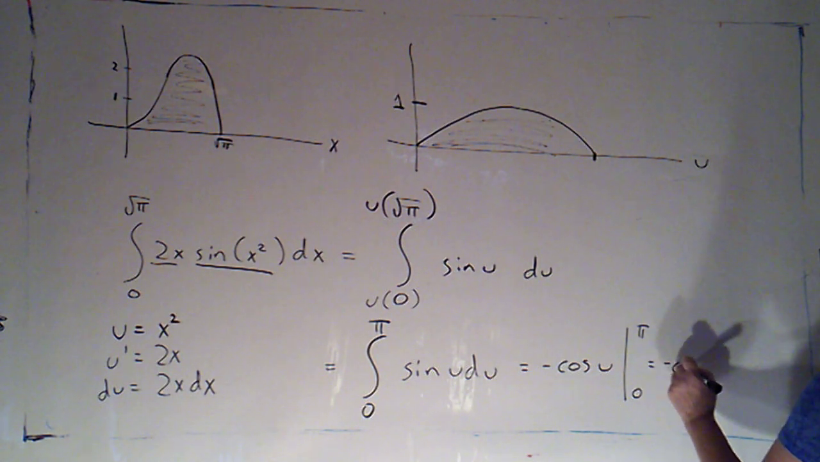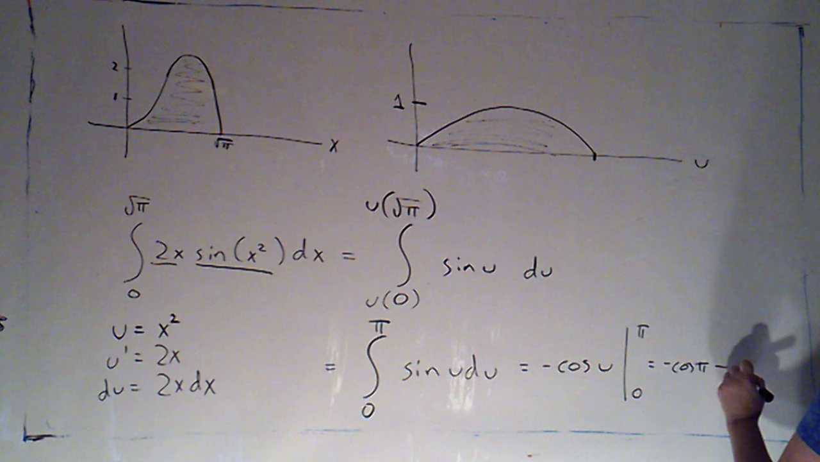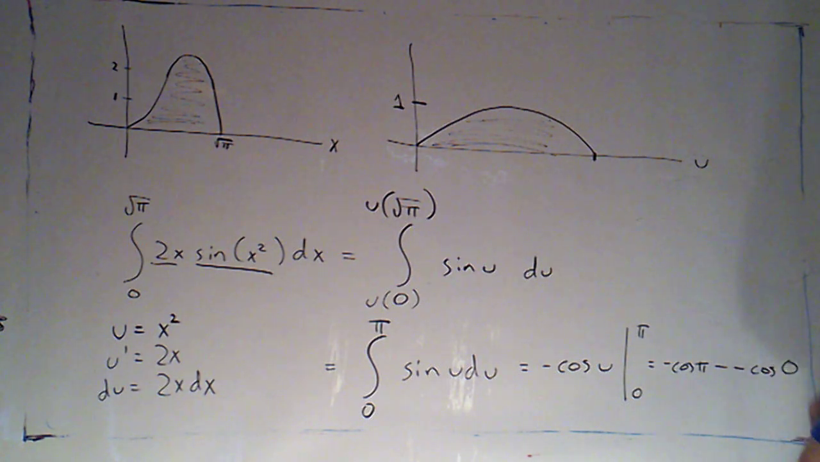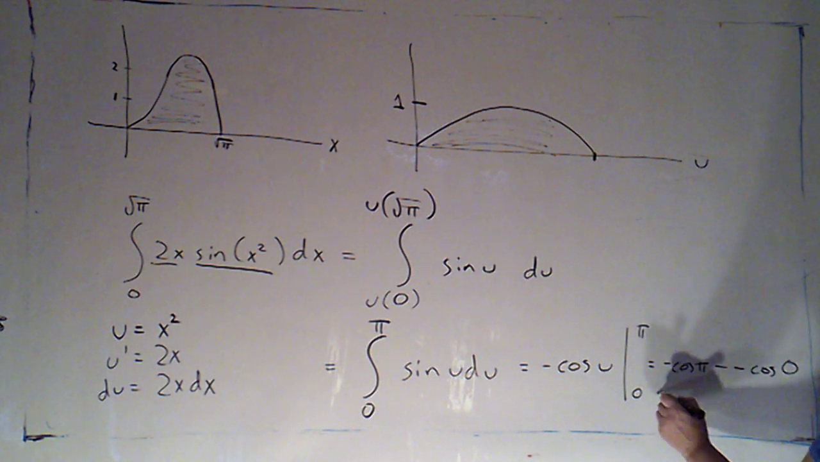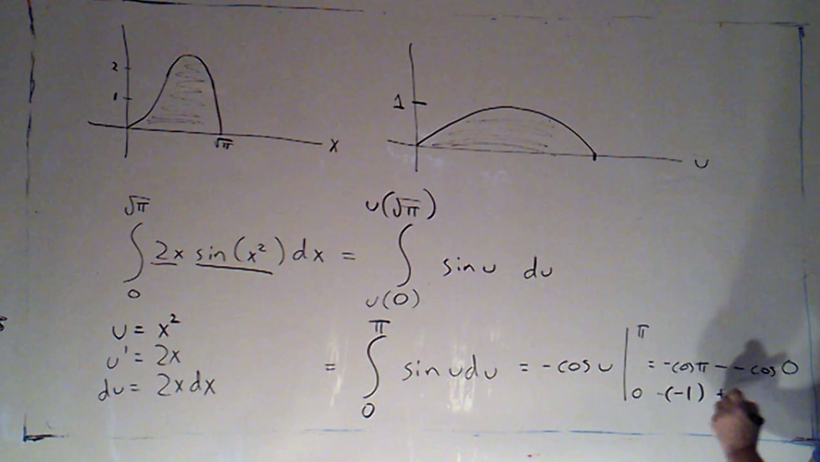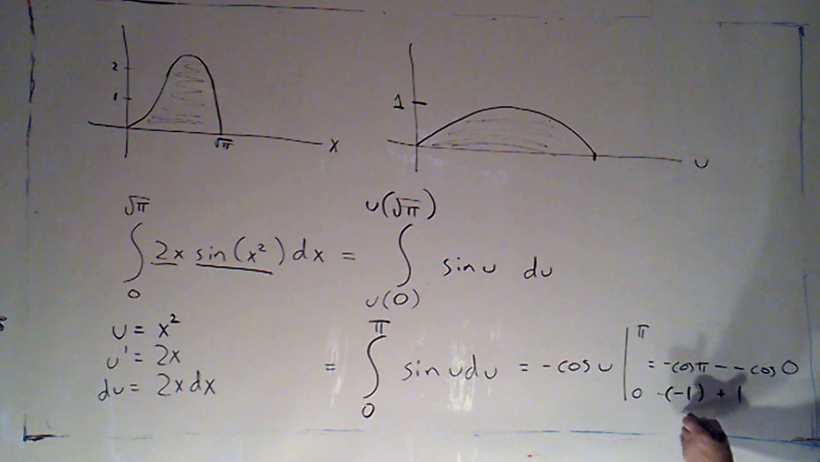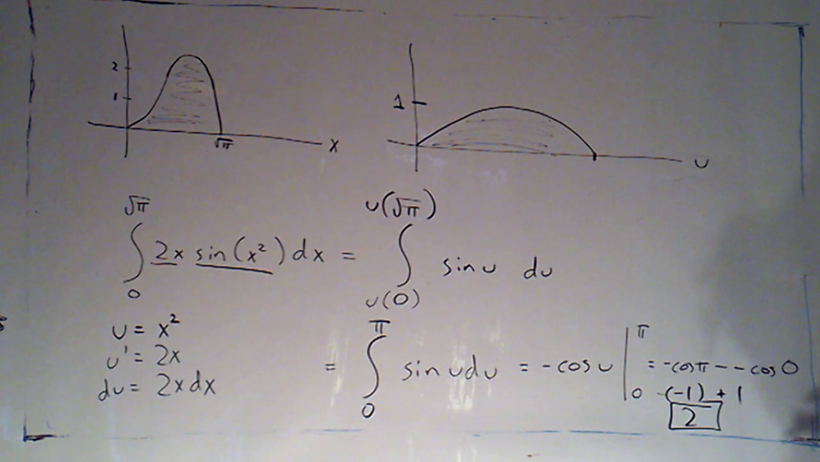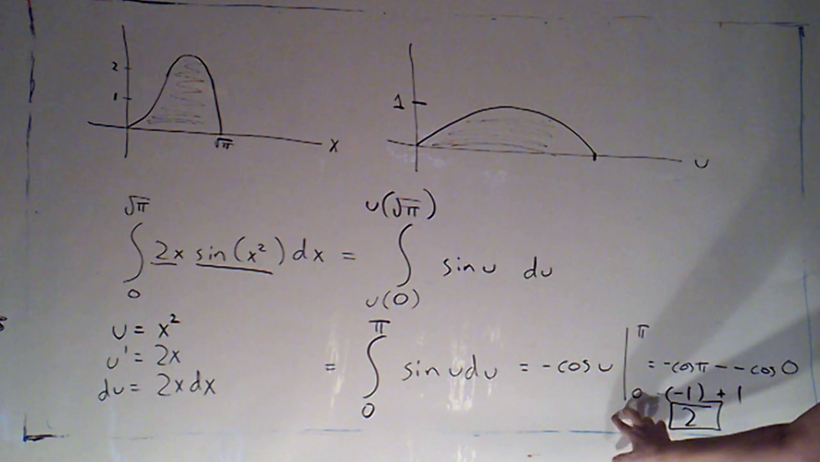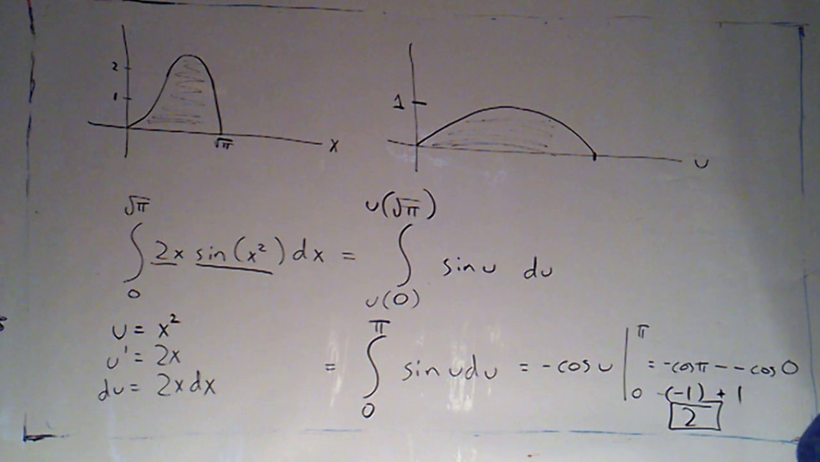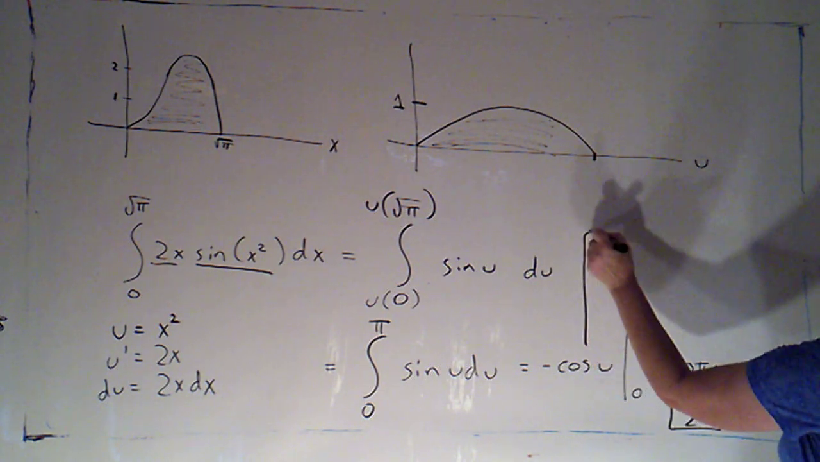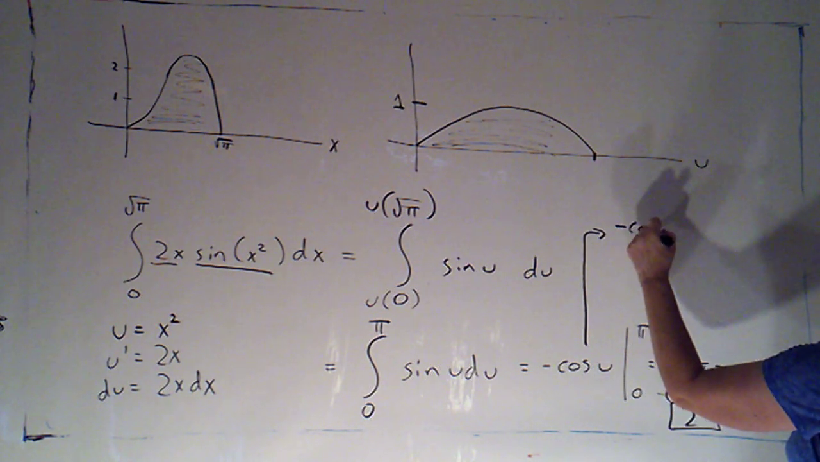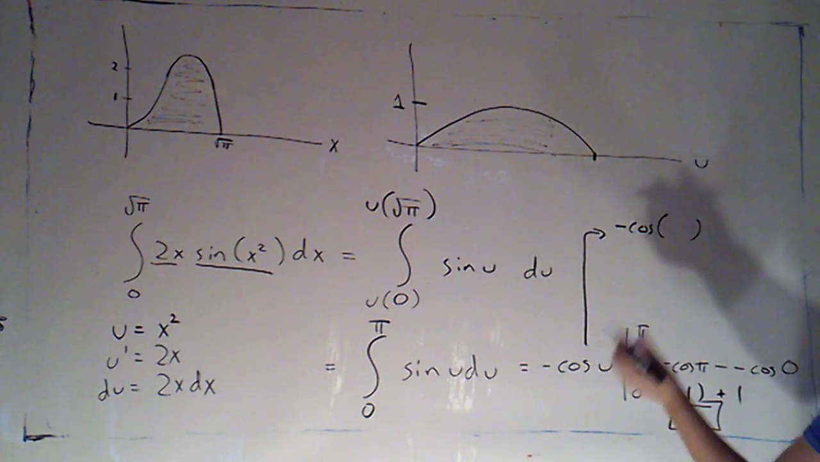So this is negative cosine of pi minus a negative cosine of 0. That's going to be the opposite of negative 1 plus 1. That's 1 plus 1. That's going to give me a 2. Now, if I preferred to, I could have gone back to x's. So I could have said that's going to be negative cosine of x.